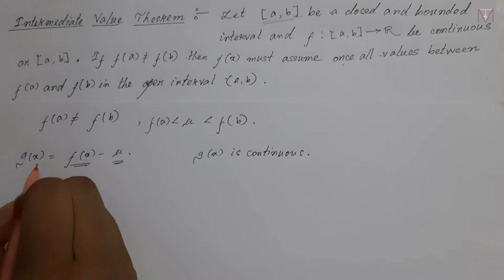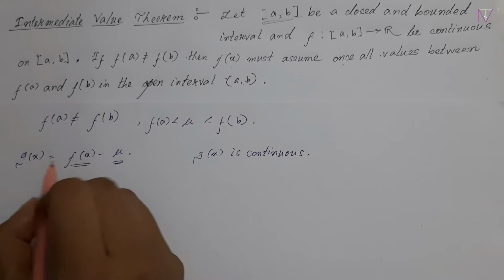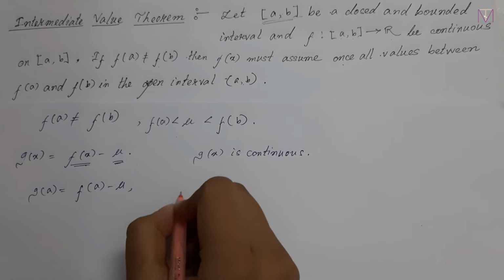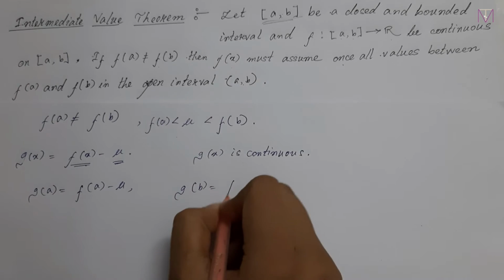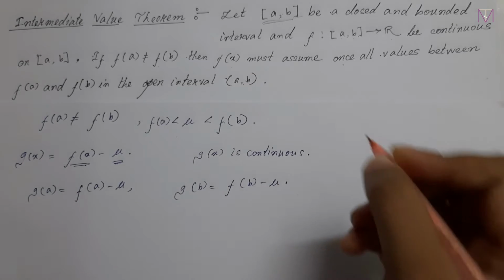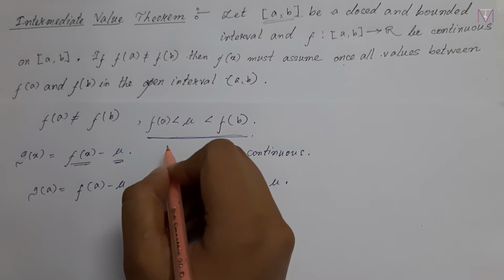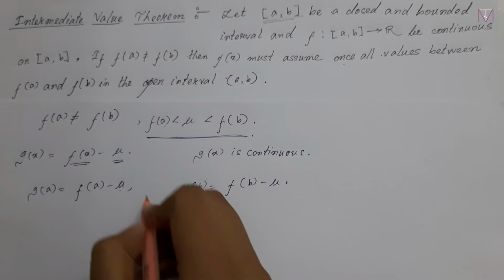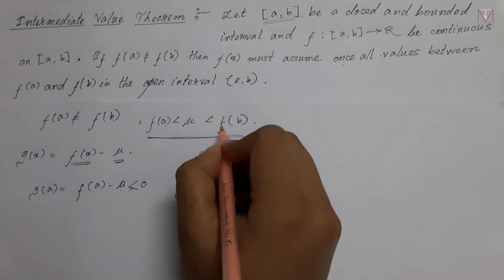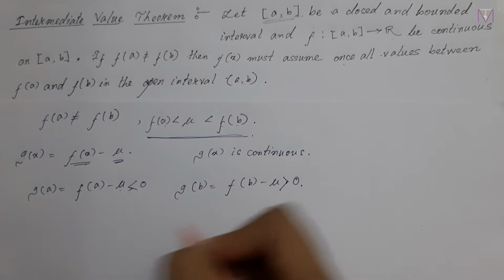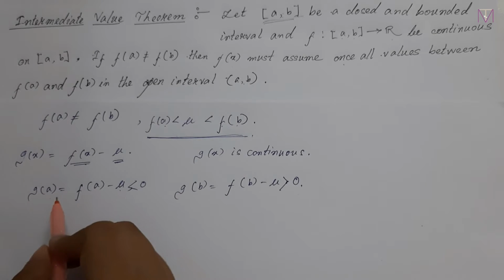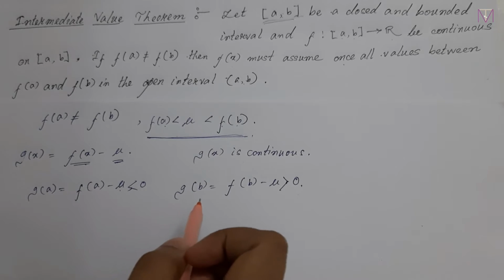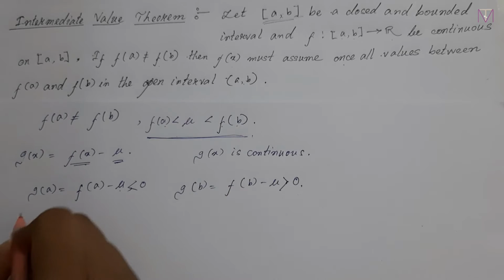Now for the points x equal to a and x equal to b, what will we get? g(a) equals f(a) minus mu and g(b) equals f(b) minus mu. Here f(a) minus mu will be less than 0 and f(b) minus mu will be greater than 0. So for the points a and b, the function g differs in sign. So we have to apply Bolzano's theorem.